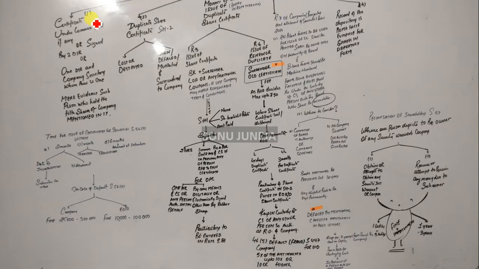Subsection 1 states the certificate, under the common seal if any, shall be under the common seal or shall be signed by two directors, or one director and a company secretary where there is one. It is mere evidence that the person holds the title of the share in the company mentioned in it. Talking about the duplicate share certificate in form SH2, if it is lost, destroyed, torn, defaced, mutilated, or surrendered to the company.